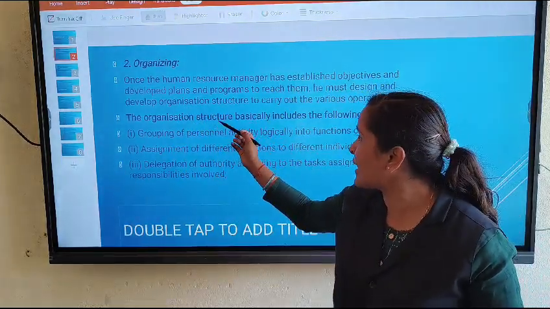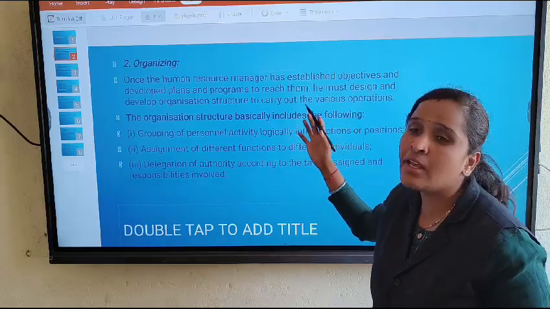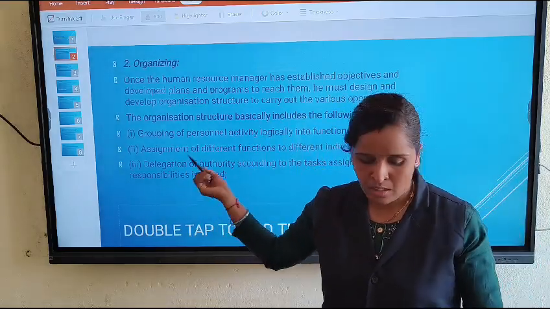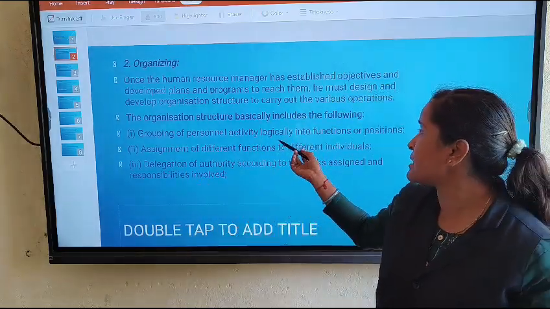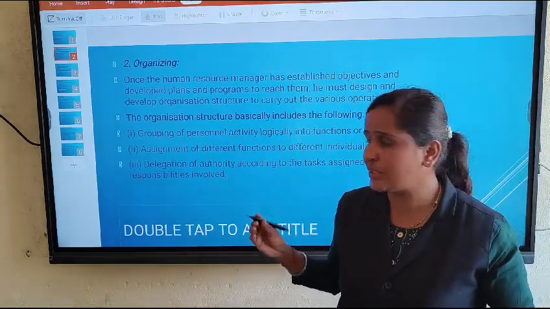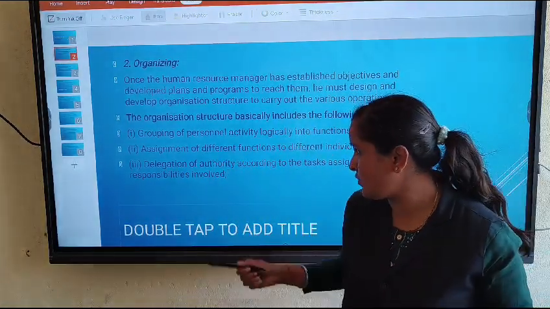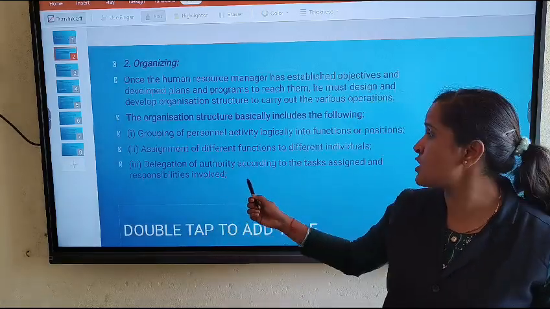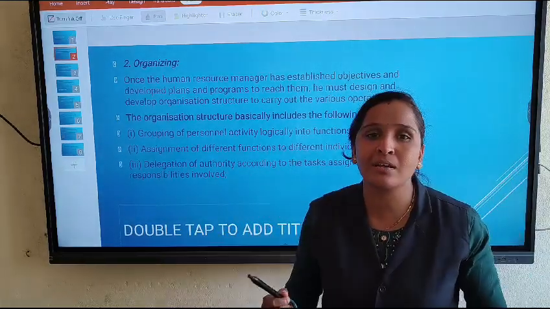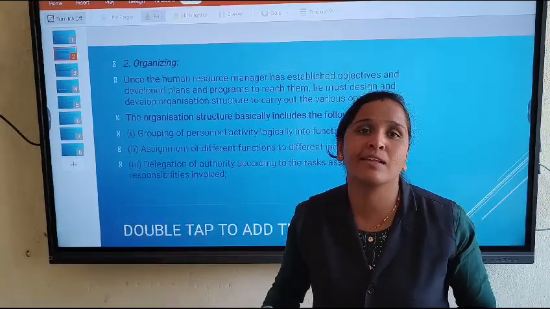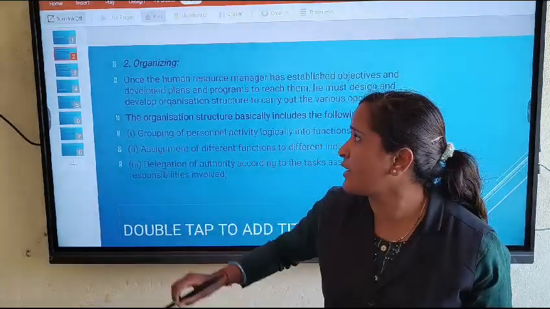The organization structure basically includes the following. First is the grouping of personnel logically by function. Second is the assignment of different and individual functions. Third is the delegation of authority according to the task assigned and the responsibilities involved. It is called organizing.